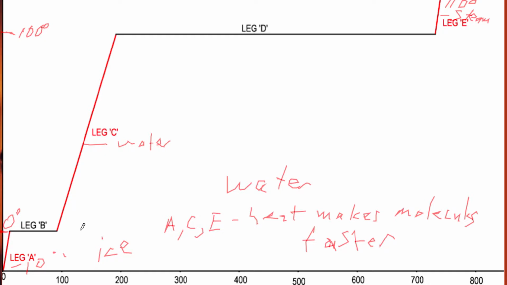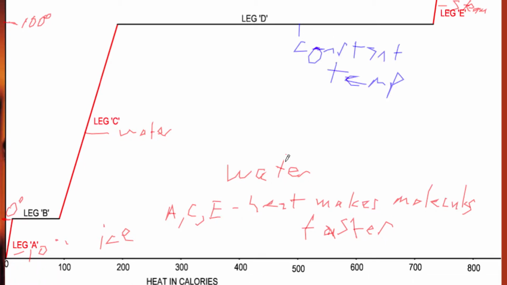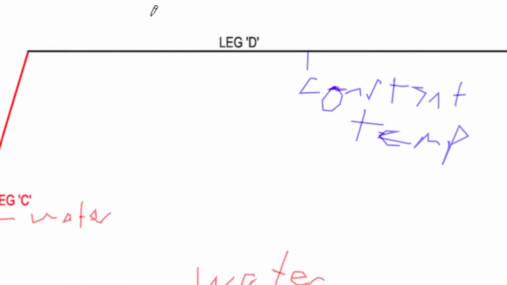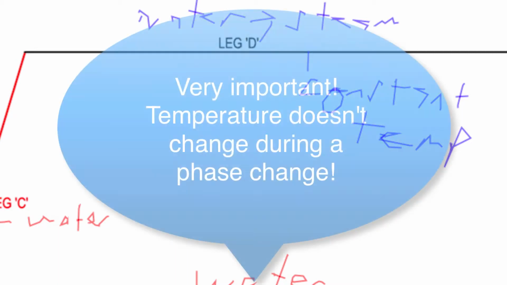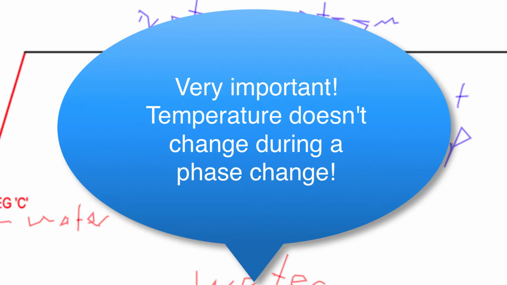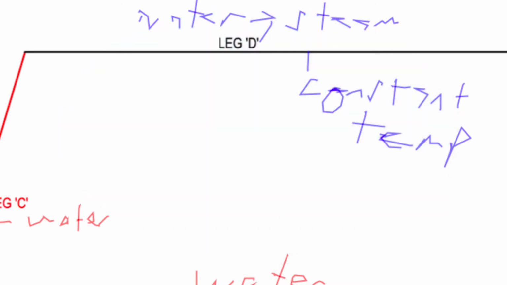So in these 2 legs, the temperature is constant, okay? So make sure you realize that this is a constant temperature. So now that we know that in B and D, the temperature is not changing, well, why is that? What's happening? Well, in this leg D up here, the water is changing from water to steam. It is undergoing a phase change. And during a phase change, temperature does not change, right? That's something you guys definitely need to know. During a phase change, temperature doesn't change.